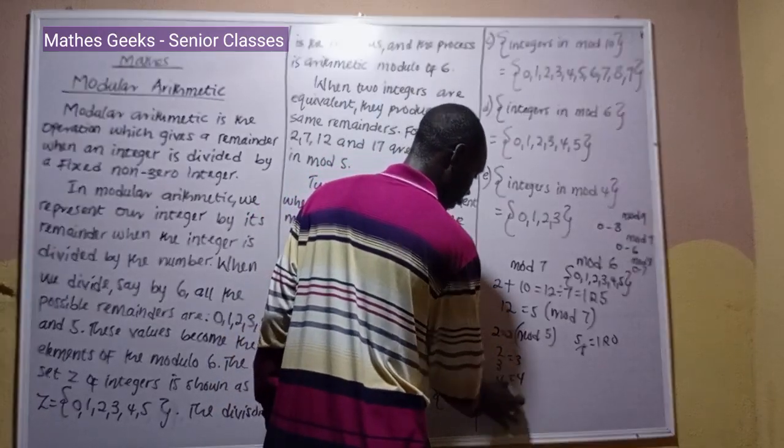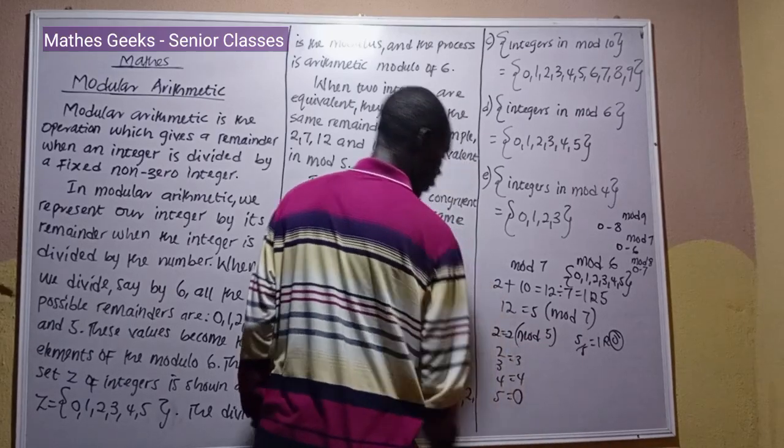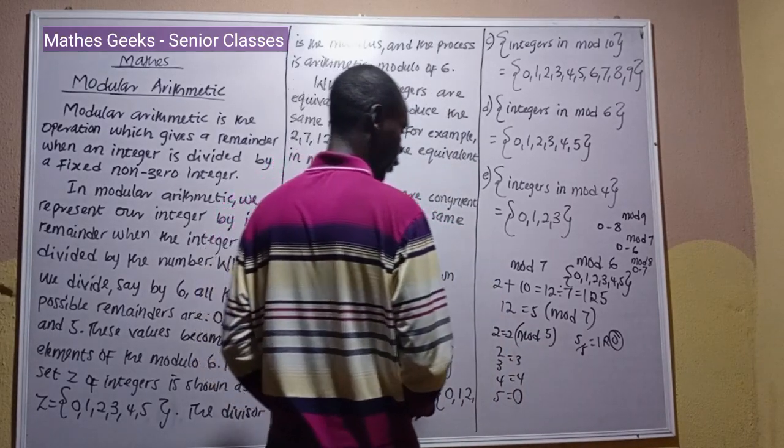5 in mod 5 is simply 0, because we are concerned about the remainder, so you write 0 as your answer. So 5 in mod 5 is 0.